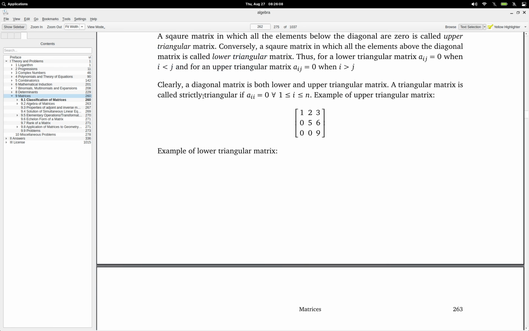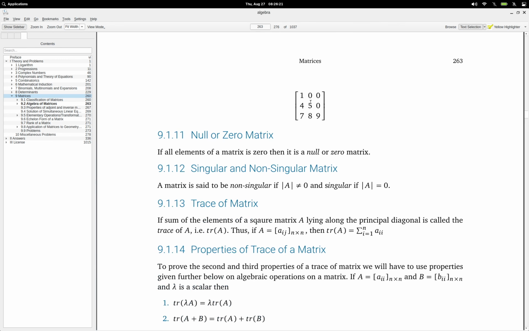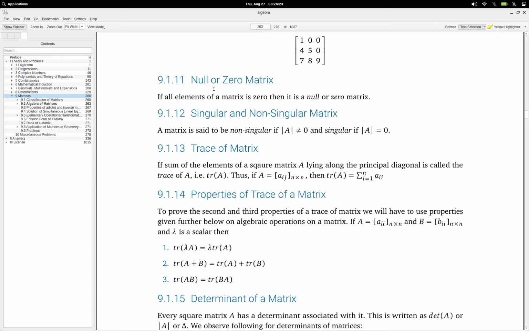A triangular matrix is called strictly triangular if Aii is equal to 0 for all i between 1 and n. An example of an upper triangular matrix is given here, and an example of a lower triangular matrix is here. Then we have the null or zero matrix. If all elements of a matrix are 0, then it is a null or zero matrix.